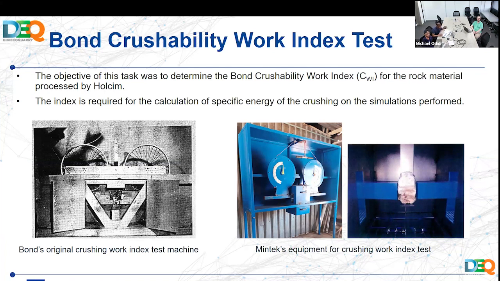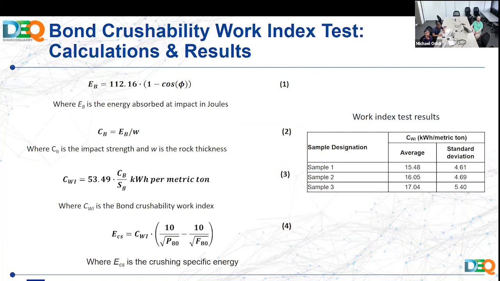So Michael, if you can maybe move to the next slide. From lifting up those hammers by adjusting the angle of the wheels on the Mintek apparatus, one can then determine the energy that's absorbed at impact using equation 1. The input to equation 1 is just the angle that you read from the wheels, which takes into account how much the hammers were lifted. From that you can work out the energy. Once you have that energy absorbed in impact, you can work out the impact strength, which requires you to have the thickness of the rock.